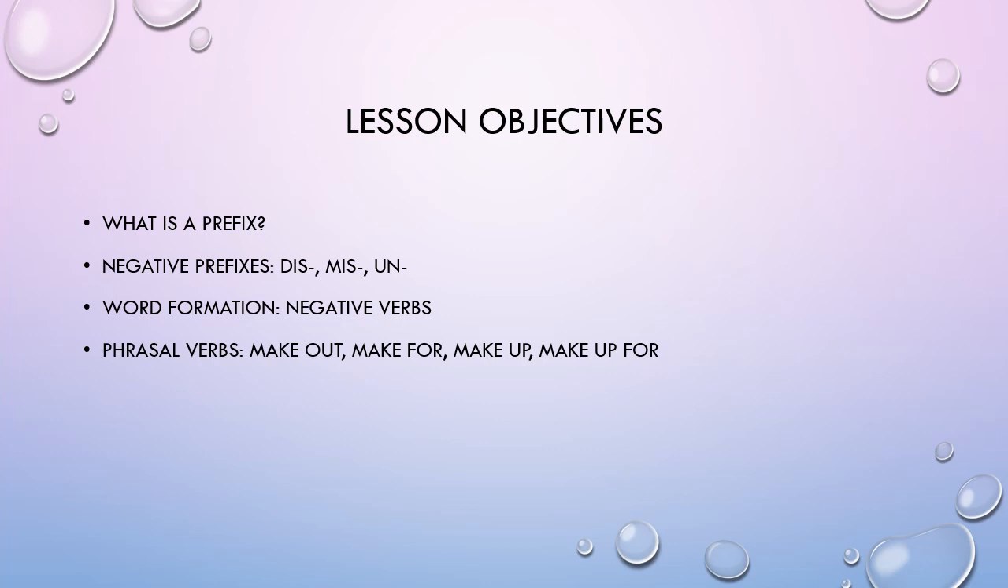The lesson objectives are to answer the question, what is a prefix? To look at negative prefixes dis, miss, and un, and to form negative verbs with the help of these prefixes. In the second part of the lesson, we'll learn phrasal verbs make out, make for, make up, and make up for.